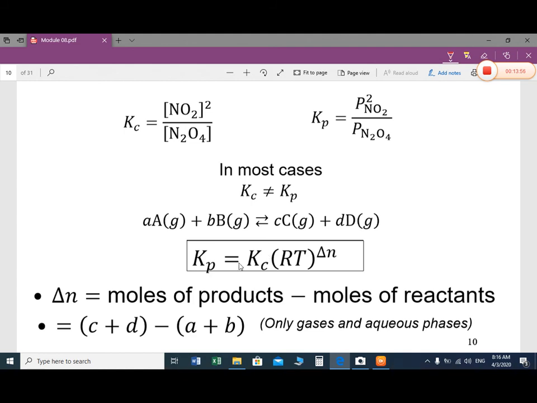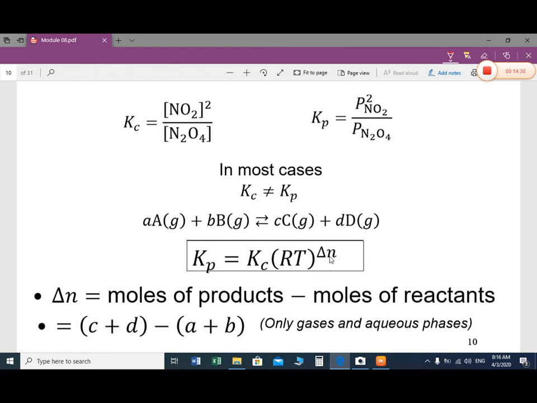In this equation, all terms are clear to you. Kp means the equilibrium constant in terms of pressure. Kc means the equilibrium constant in terms of concentration. R is the gas constant, 0.0821, which you already know. Temperature will be absolute; you have to add 273 to the temperature to make it absolute temperature. Delta n is a new term for you. Delta n represents the change in the number of moles. This is the power here. How do we calculate delta n?